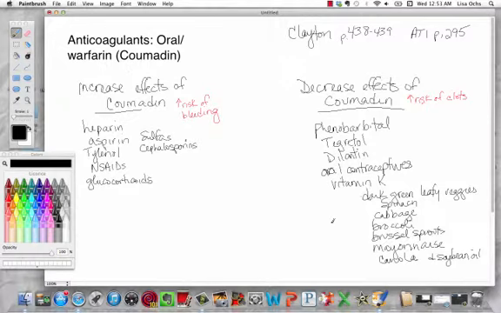Some things to remember: make sure you tell them to avoid alcohol, avoid taking aspirin for pain, they should probably wear a medical alert bracelet, letting everyone know if, God forbid, something happens, if they hit their head, if they fall, they're at risk for bleeding, to let medical personnel know that they're taking these kind of drugs. Okay. All right, I'm going to pause here. We have one last classification of drugs, and that's antiplatelets, and those are drugs like aspirin, and then that should wrap up this part of your test.